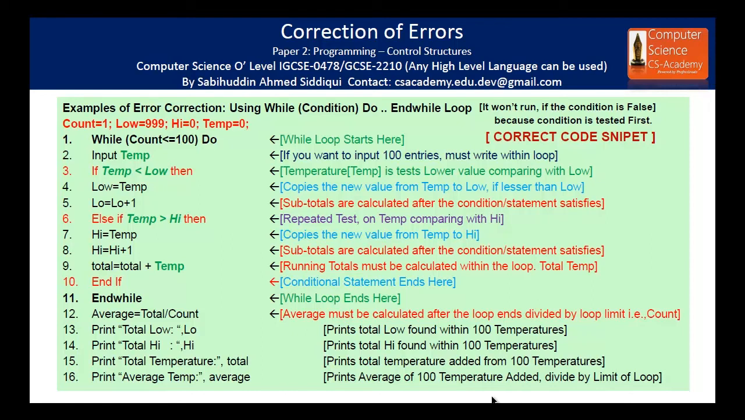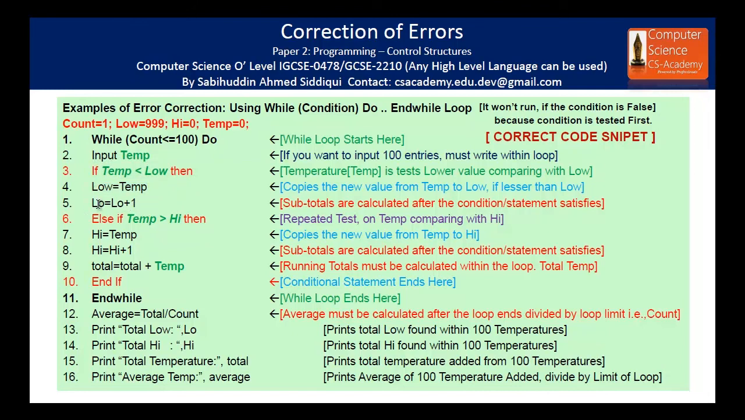Now this way the procedure will work, and you can see that low equals TMP. You can see the swapping is here. The temp is being copied to low, so that the new value from TMP will be copied to low. Now low equals low plus 1; I have kept this variable low equals low plus 1 when the condition is satisfied.